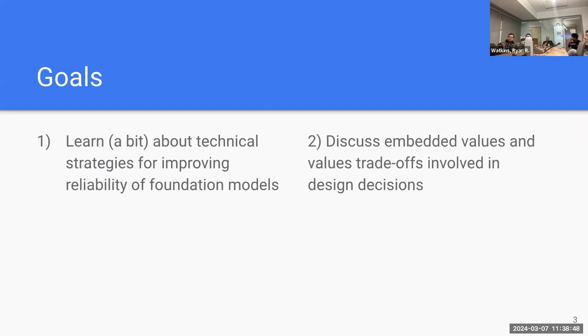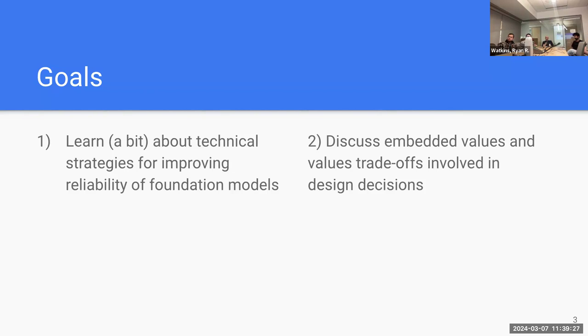So, like I said, my goals for our discussion today are, one, to learn a little bit at a pretty high level about some technical strategies that researchers and practitioners are developing to try and improve the reliability of foundation models. So these are those really general models that can be applied in a lot of different use cases. And we're mostly focused on these language models. That's what we've been talking about the past few weeks. You can also have some of these image generation or image identification models as well.